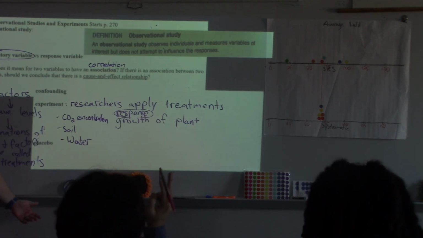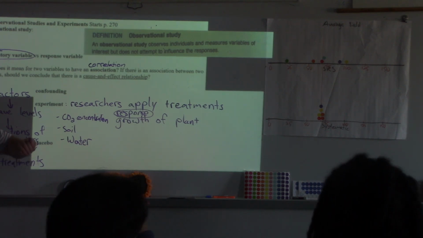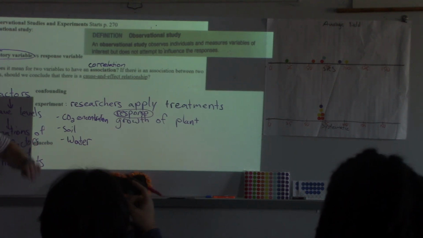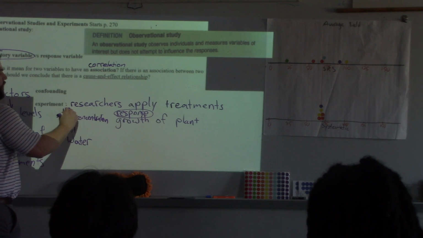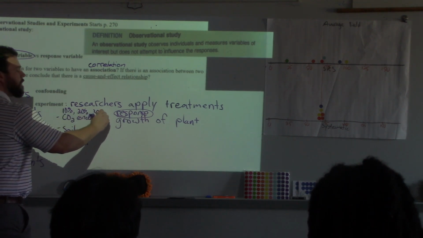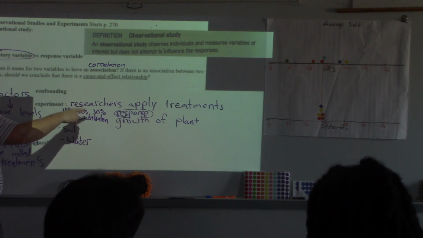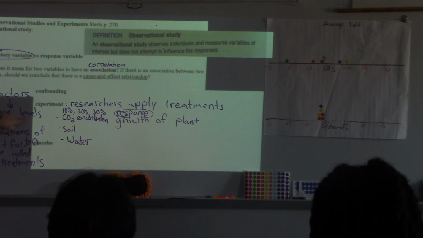I don't know realistic carbon dioxide concentrations for plant growth. Come on, Michael. You got anything, Michael? Okay, he didn't teach us this. I'm just gonna make something up. 10%, 20%, I feel like that's really high. Okay? The 10%, 20%, 30% carbon dioxide concentration, that's gonna be considered my levels.